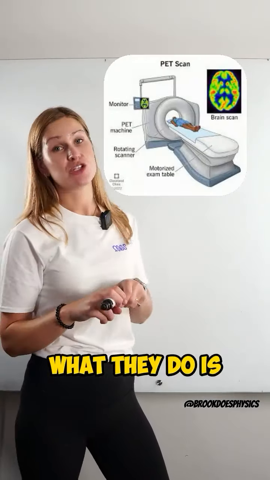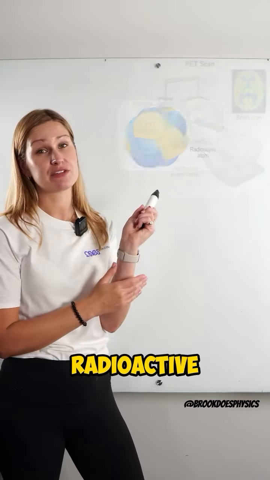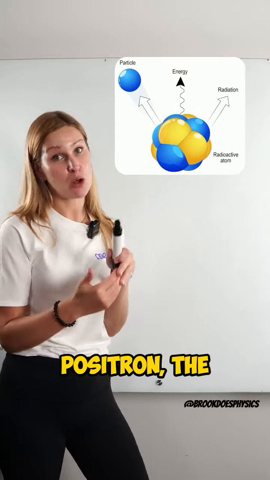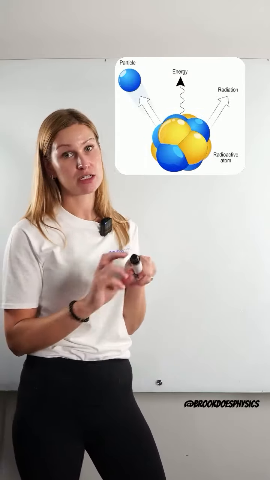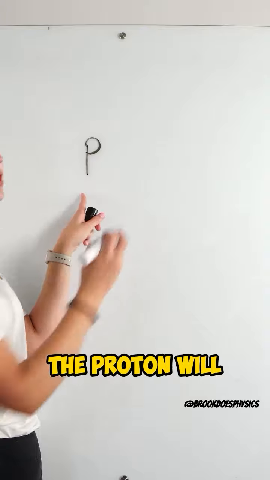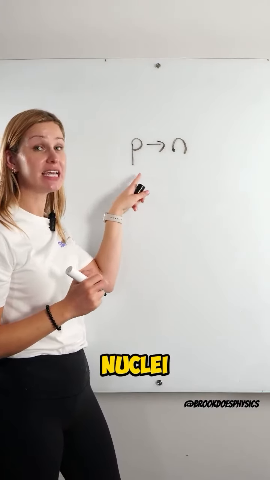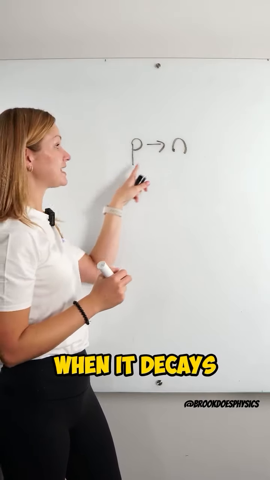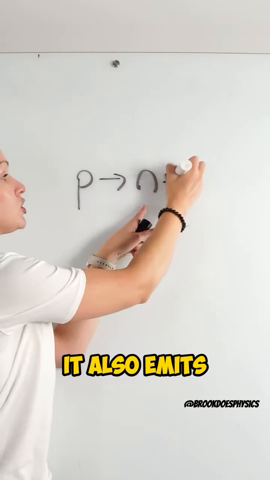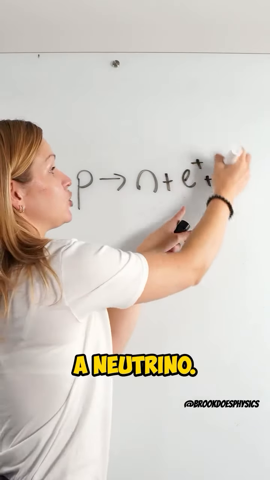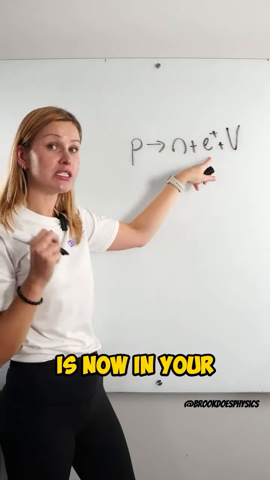PET scanners inject a small amount of radioactive substance into your body, and when that radioactive substance decays, it emits a positron, the antiparticle of the electron. What happens is the proton will decay into a neutron. So that's the proton in that radioactive nuclide that they've injected into your body. When it decays into a neutron, it also emits a positron, the antiparticle of the electron, and a neutrino. So that positron is now in your body.